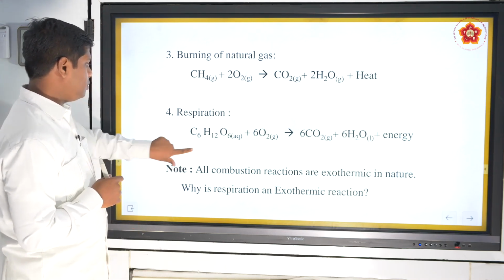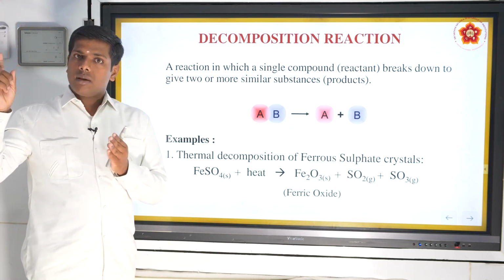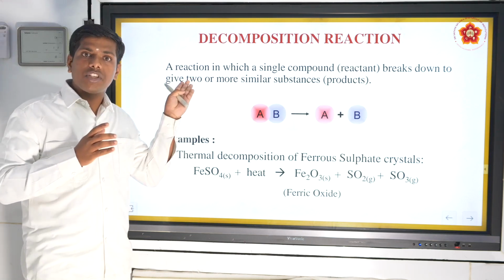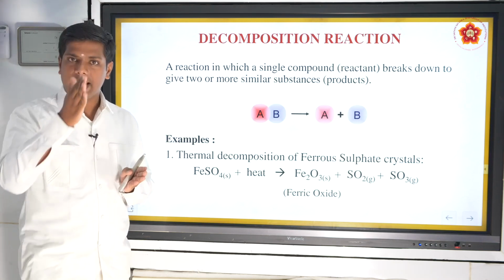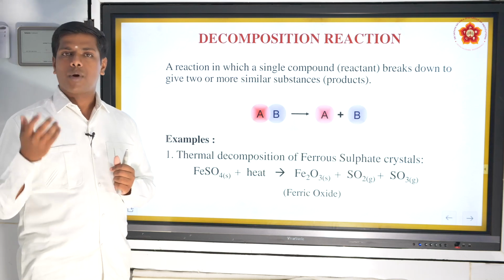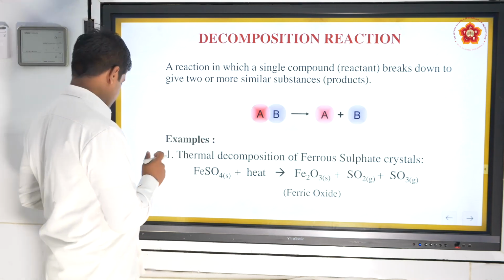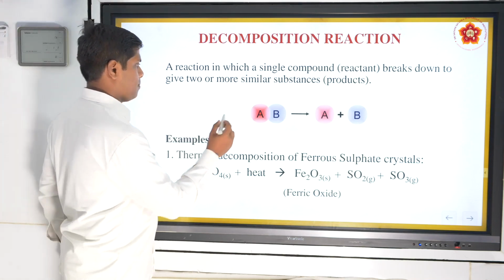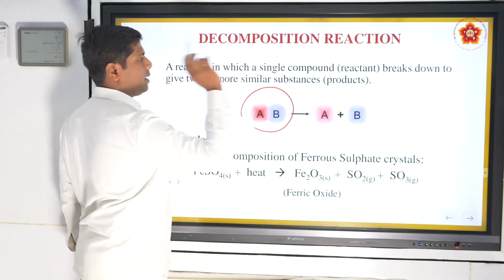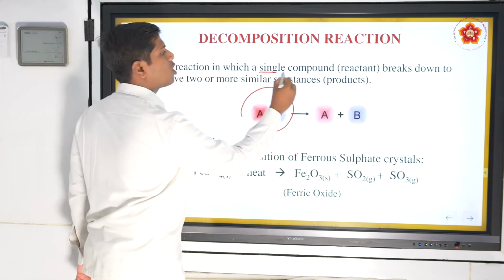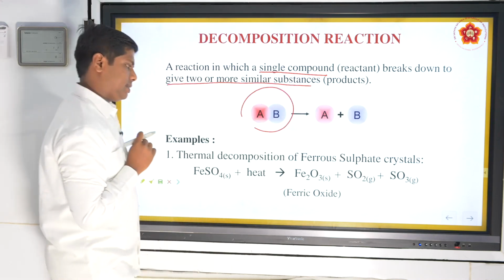Next, decomposition reaction. In combination, we add substances. In decomposition, a single substance is split or breaks down into two or more products or simpler substances. Let us look at the general equation: AB is a compound. It decomposes to form A plus B. A reaction in which a single compound breaks down to form two or more simpler substances.